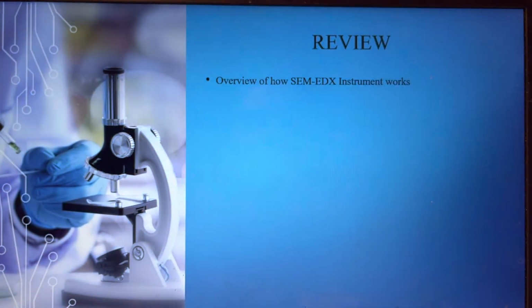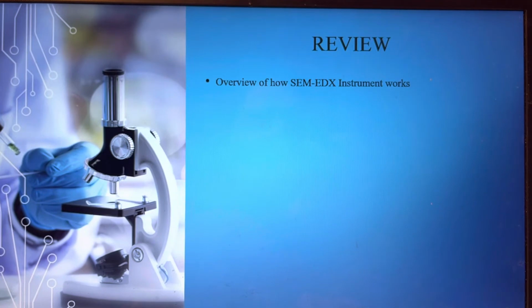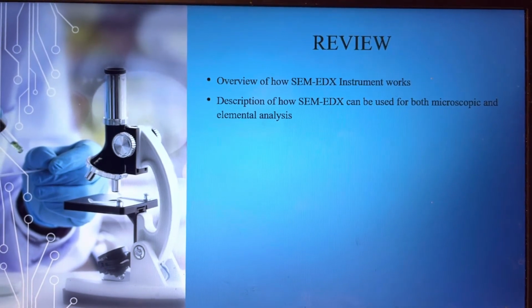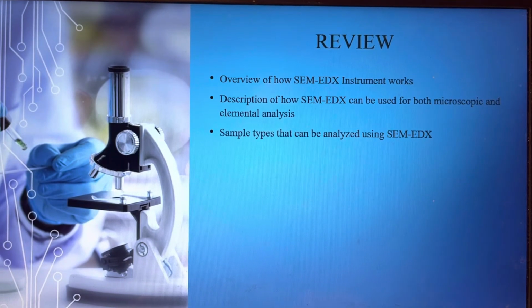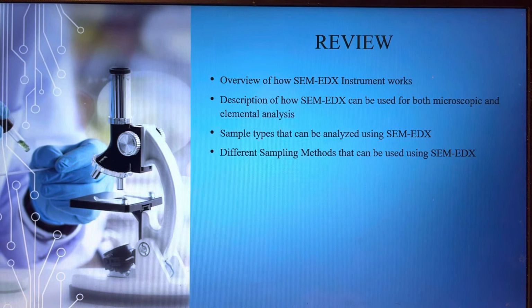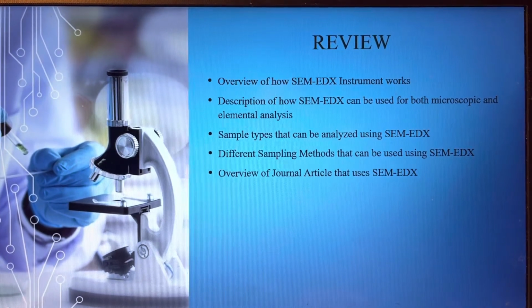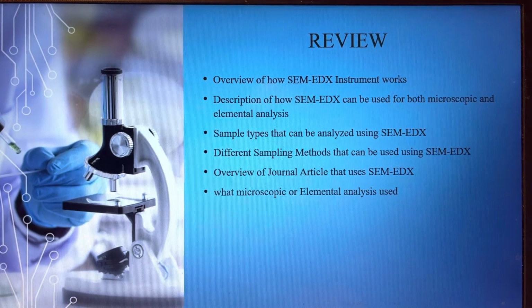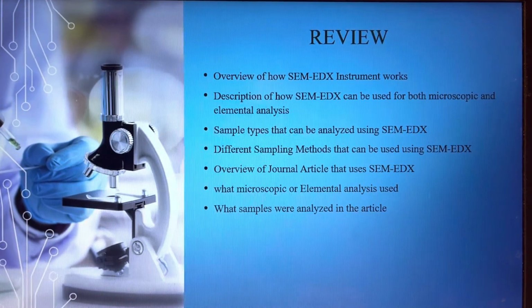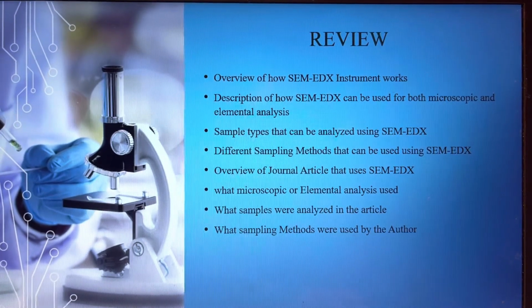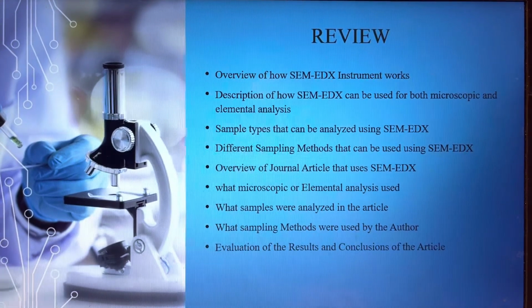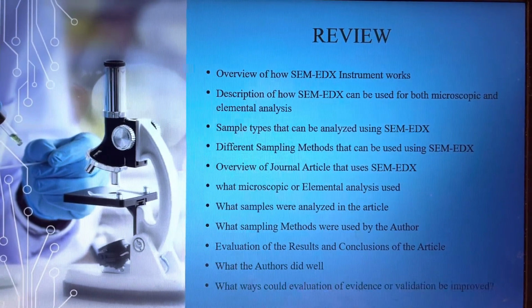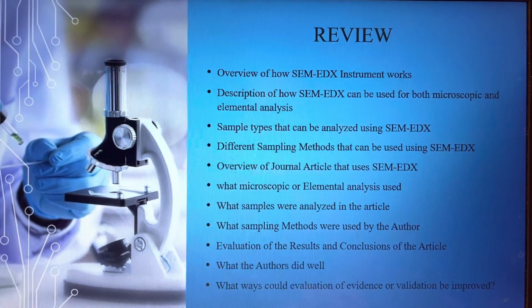So a review. We went over the overview of how the SEM EDX instrument works, the description of how SEM EDX can be used for both microscopic and elemental analysis, sample types that can be analyzed using SEM EDX, different sampling methods that can be used with SEM EDX, an overview of a journal article that uses the SEM EDX instrument, what microscopic or elemental analysis was used in the article, what samples were analyzed in the article, what sampling methods were used by the authors, the evaluation of the results and conclusions of the article, what the authors did well in the analysis, and in what ways the evaluation, evidence, or validation could be improved.